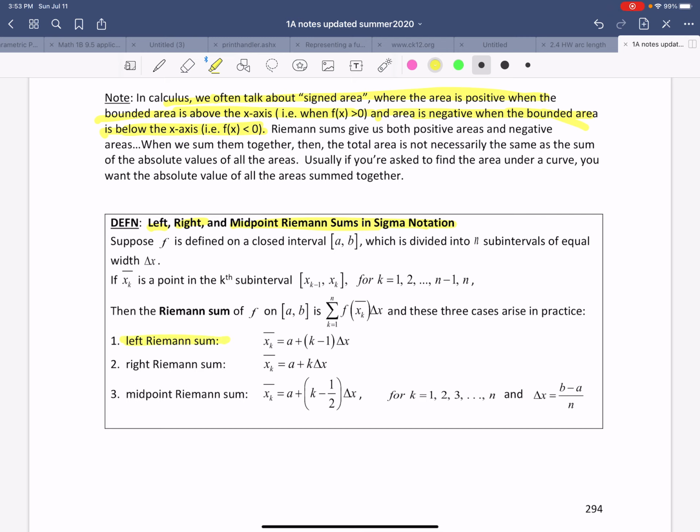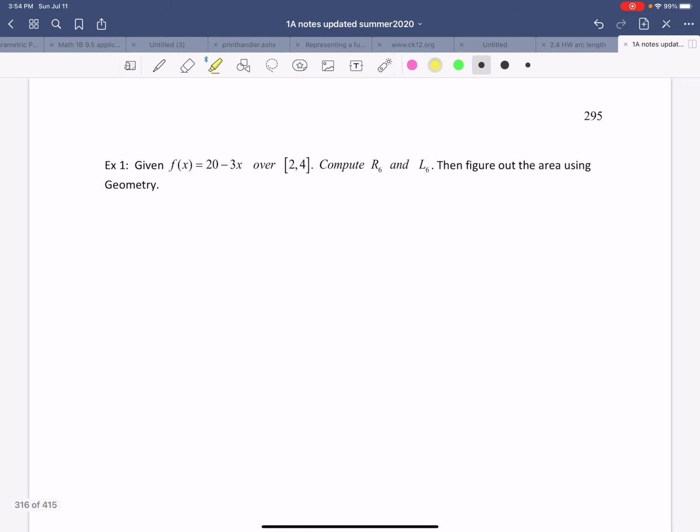So for the left-handed sum, we would be using the left-handed heights. The right-handed sum, we would be using the right-handed heights. Midpoint sum, we would be using the midpoint heights. We will talk more about this when we take the limit as n goes to infinity. For now, let's look at the example.